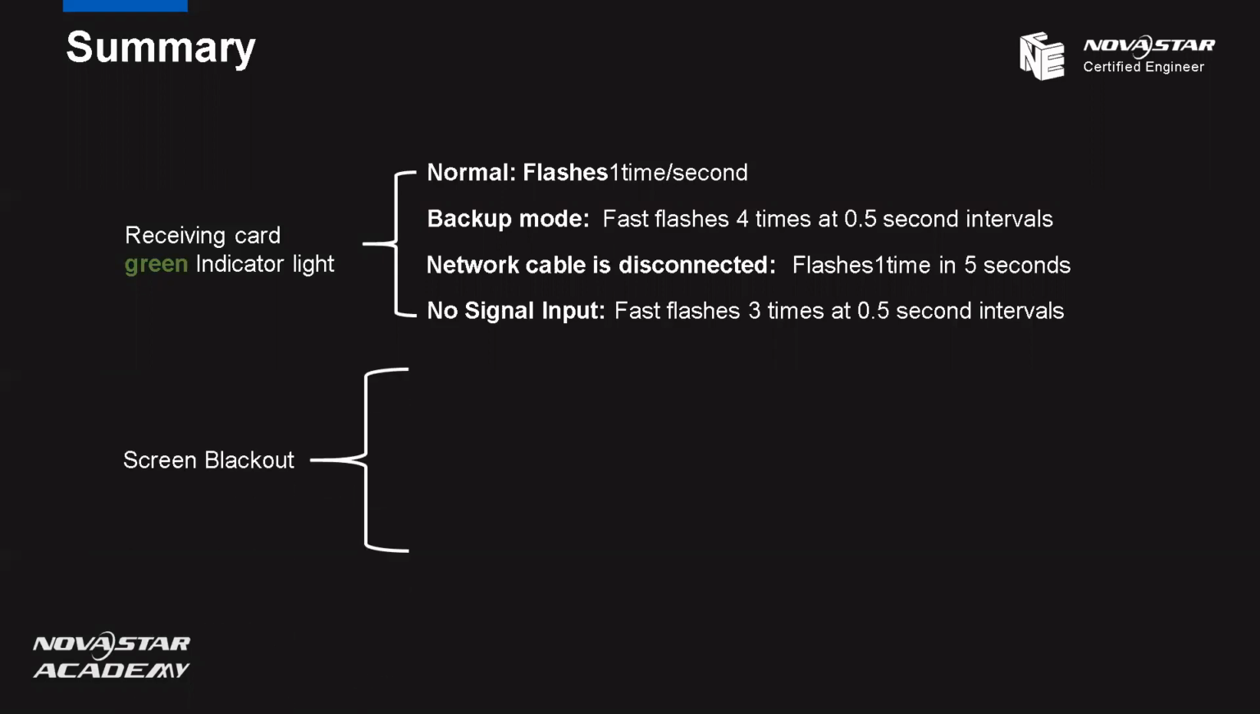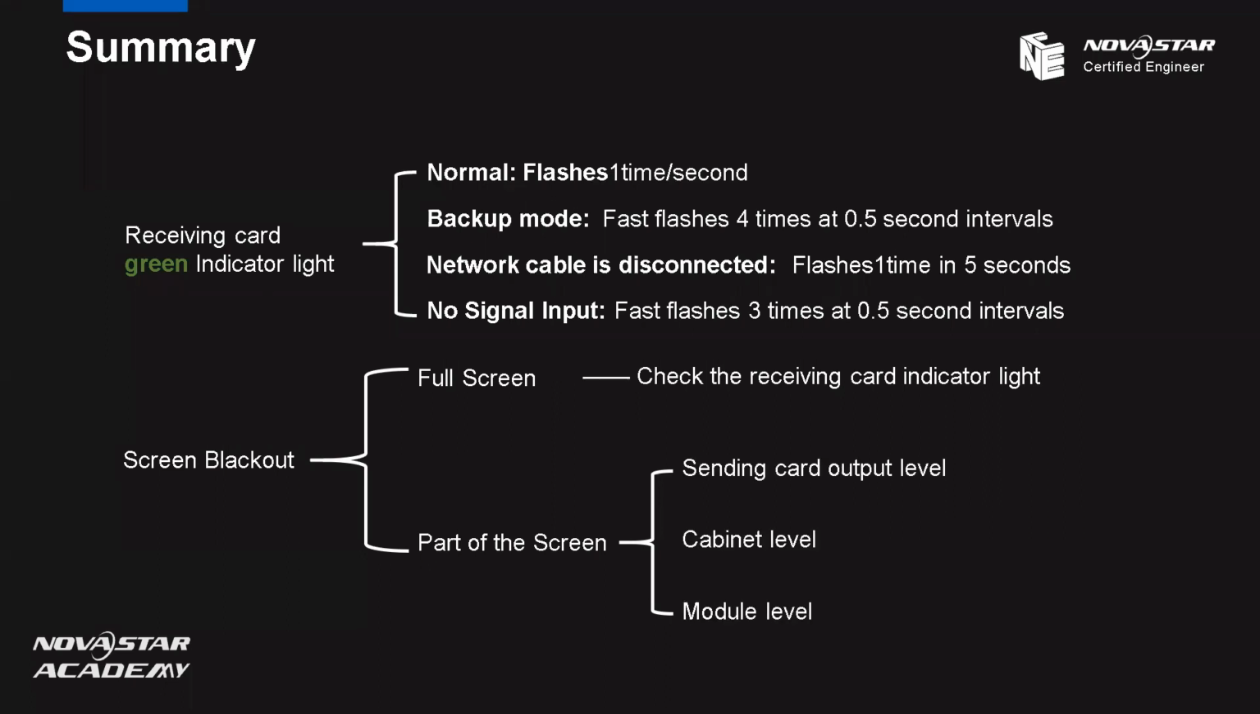And then we did troubleshooting for the screen blackout issue. We have 2 different types. If it's full screen blackout, we start from the receiving card indicator status to do the troubleshooting. If it's part of a screen blackout, we need to confirm whether it's output port level, cabinet level, or module level. Just follow the troubleshooting table I mentioned to find a solution. What we call these methods is cross-validation methods. So this is the first part of today's training, about screen blackout issue troubleshooting.